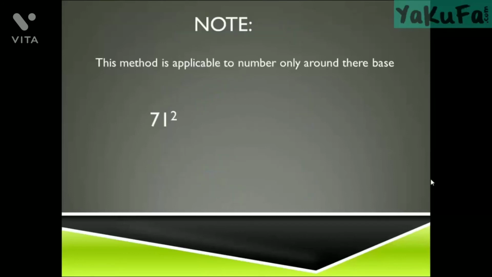Now a very important note: this method is applicable to numbers only around their bases. Let's suppose you want to find the square of 71. This number lacks 29, its base is 100, and it's less than 100, so surely we can apply that formula. But you should note that this number is 29 less than 100, and you'll be squaring that 29. That is a hectic job to do. The square of 29 is 841.